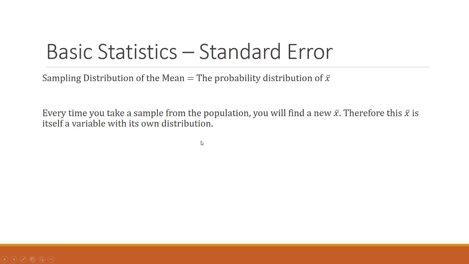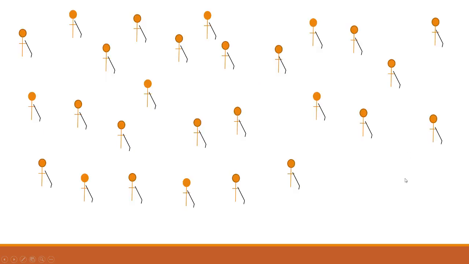Therefore, this sample mean is itself a variable, and it has its own distribution. There's some distribution of this variable, the sample mean. Okay, let's make this more concrete using a whole bunch of little examples of farmers.